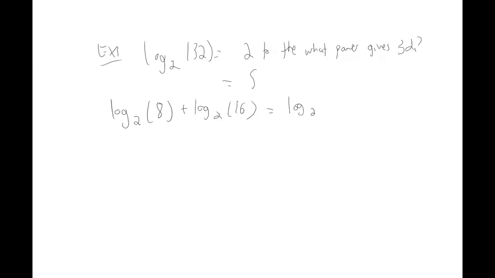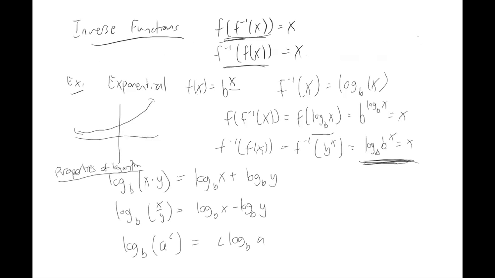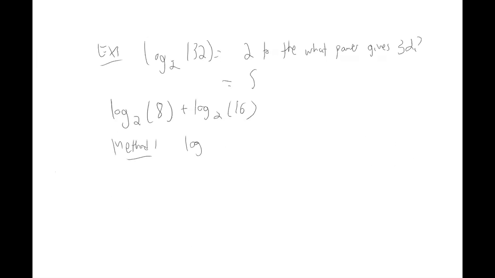So let me just say method 1. We're going to use this law, going backwards. If we sum, it's the same as multiplying. So this is log 2 of 8 times 16. What is 8 times 16? 144?